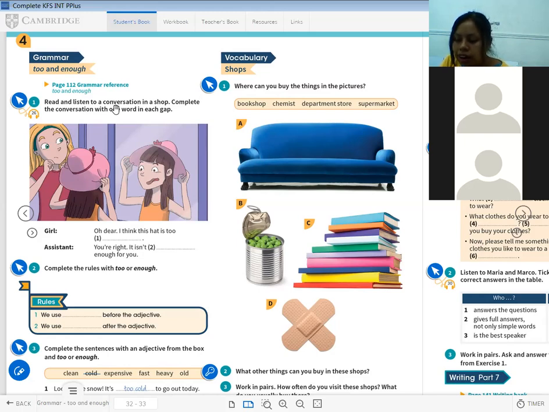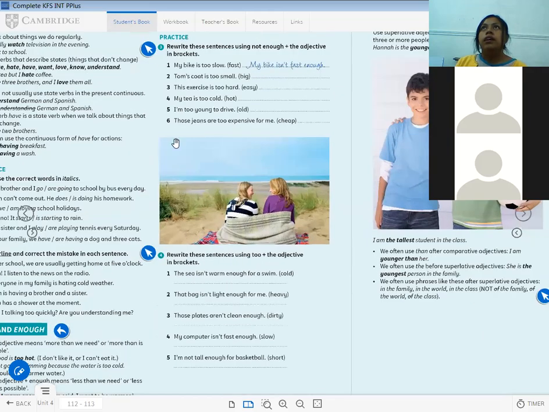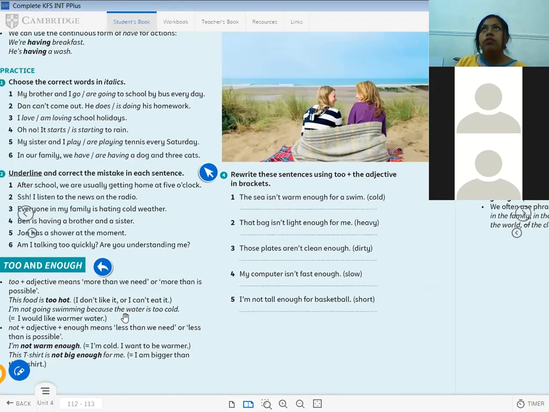These also are adjectives. But in this case, how can I say? Okay, no, I'm sorry, it's an adverb. Yes, it's an adverb, but we are going to check the use of that. Okay, we have here too and enough. Do you see? We have too and enough.